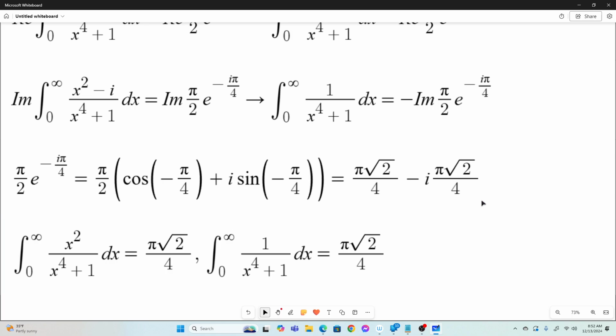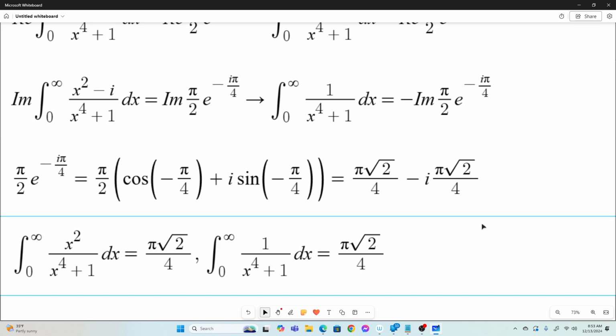But anyway, you can see that matching up the real and imaginary parts will give the results to these two integrals.